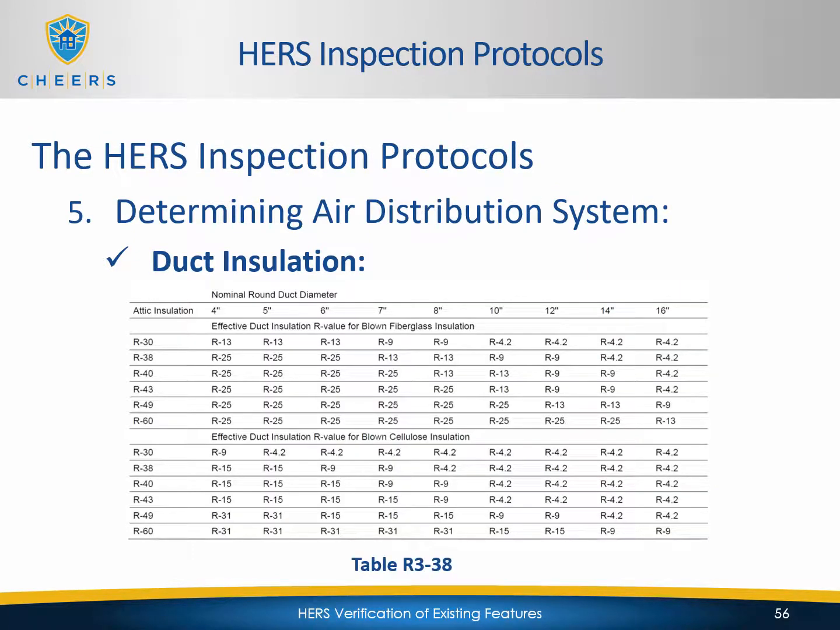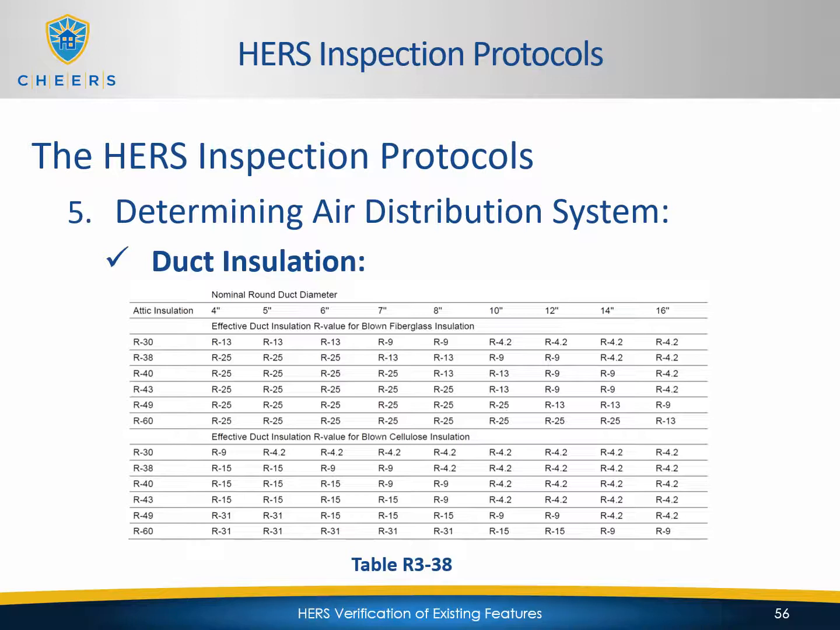And so here we have table R3-38. This table is laid out a little bit differently than the other ones we've been looking at. So we have on the left-hand side there, each of the rows is a depth of attic insulation or R value for attic insulation. The upper section is for blown fiberglass. The lower section is for blown cellulose. So batt fiberglass does not apply. This is only for blown insulation products.